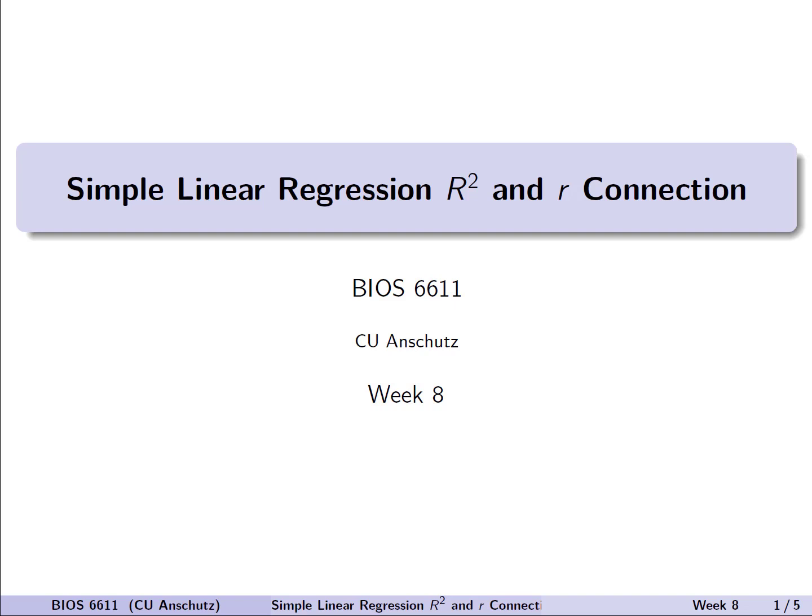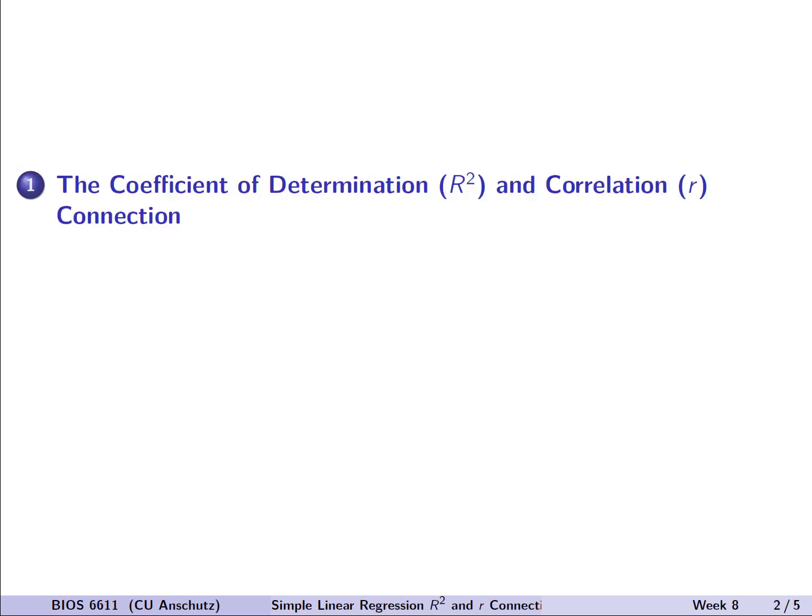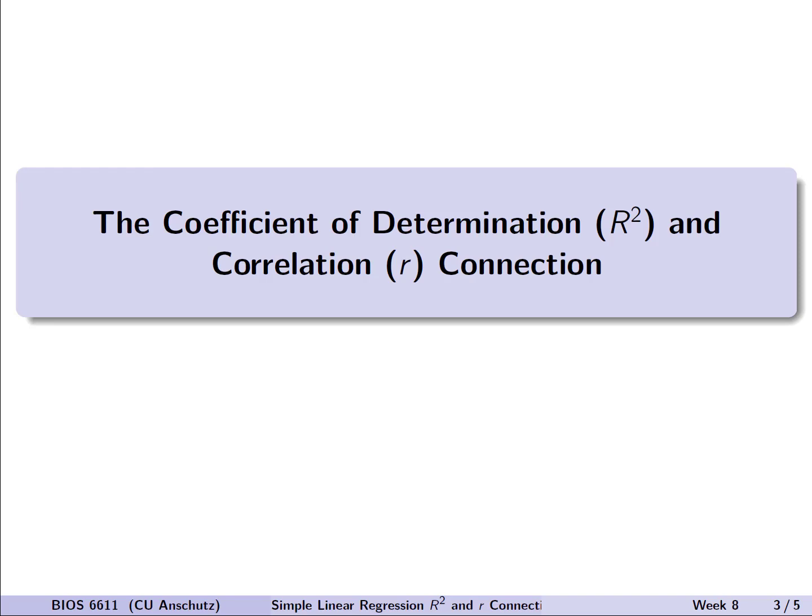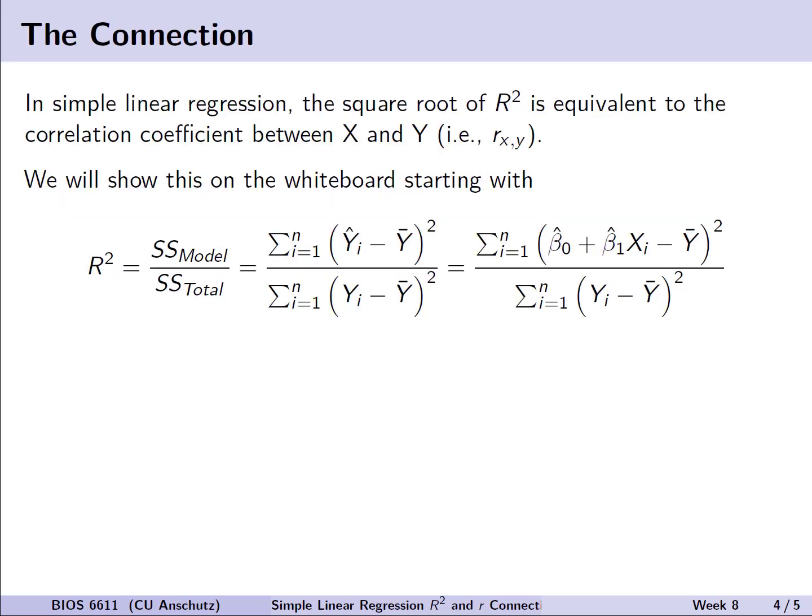Greetings, Bios 6611. In this final installment of deriving formulas and relationships for simple linear regression, we're going to look at the relationship between the coefficient of determination, r squared, and that measure of linear correlation, or Pearson's correlation, r. In simple linear regression, we know that the square root of r squared is equal to the correlation coefficient between x and y. Or another way of thinking about it, the square of the correlation coefficient is equivalent to r squared.